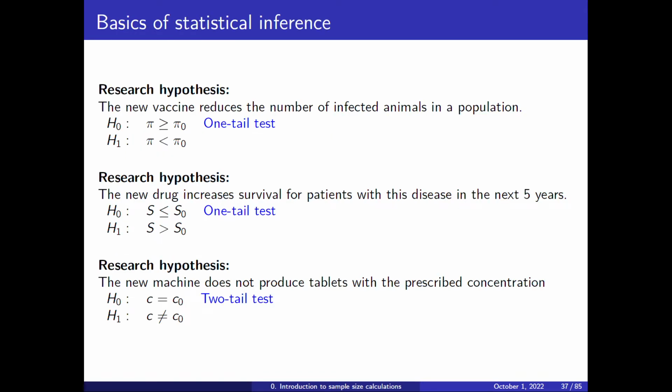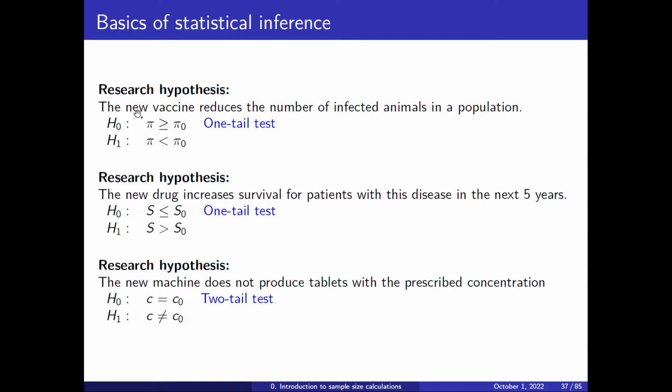You are comparing two possible hypotheses that are opposing each other, and you want to show which one is representing the current state of nature. What you want to show always has to be put into the alternative hypothesis. So you have a null hypothesis, H naught, and you have an alternative, H1.